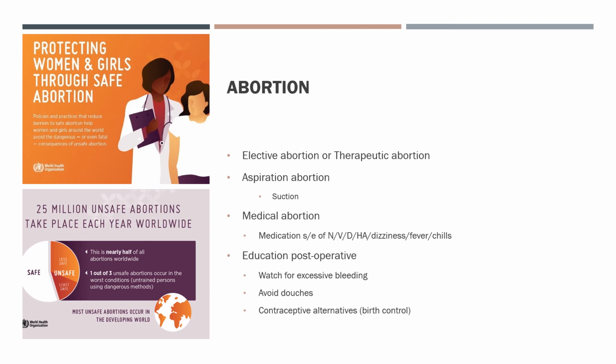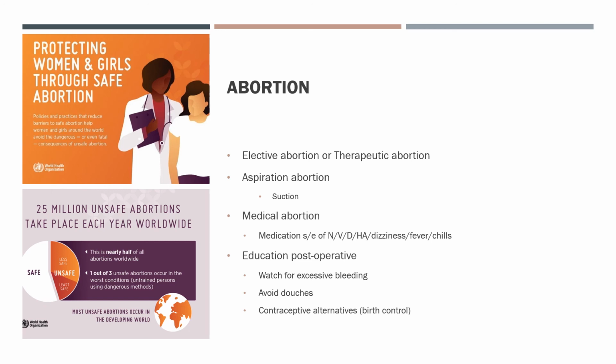So we have aspiration abortion. While in the lithotomy position, the medical professional suctions out the fetus and all the contents, and afterwards can be quite painful. We're going to, of course, educate post-operatively when they leave, or if they are seen in the emergency room shortly after. We want to make sure that they are watching for excessive bleeding. It can be a complication for hemorrhage. Avoid douches. It's a very sensitive, already shed layer of tissue. We don't want to irritate that even more. That can actually induce bleeding again.